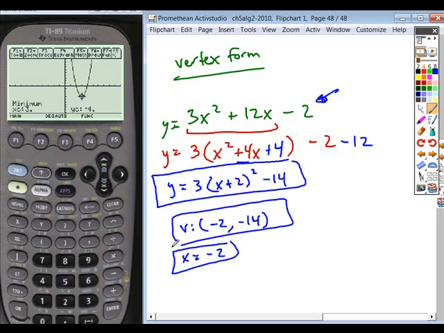Lauren? How do you know that x is negative 2? It's whatever value, once you put it in vertex form, whatever value of x would give you a 0 in this parentheses will be your x coordinate for the vertex, and then whatever value is outside will be your y.